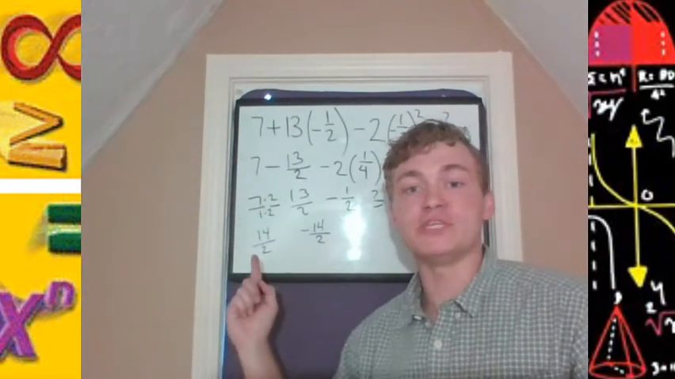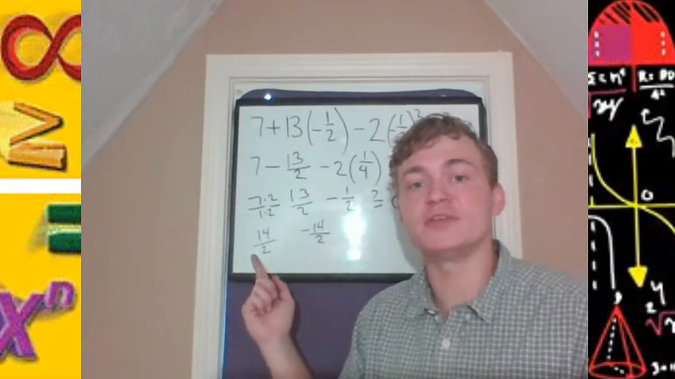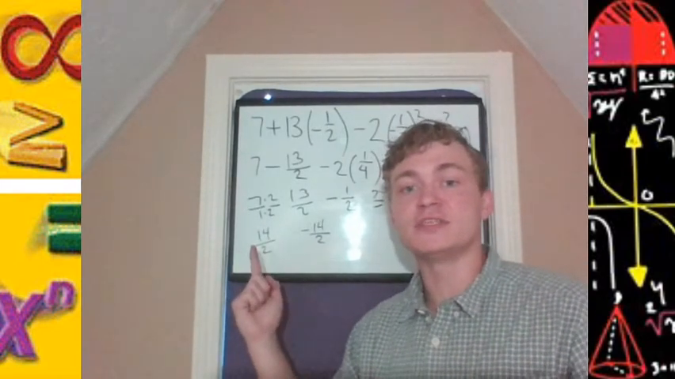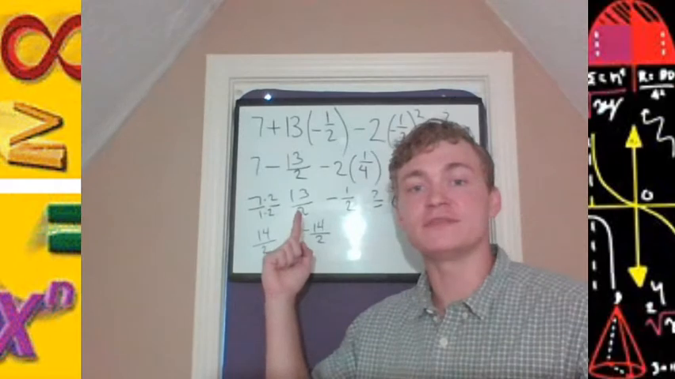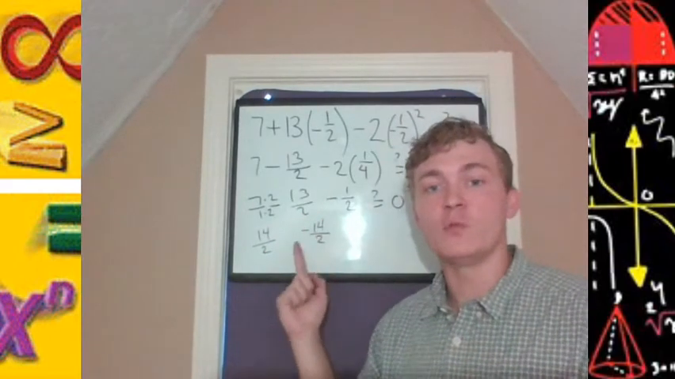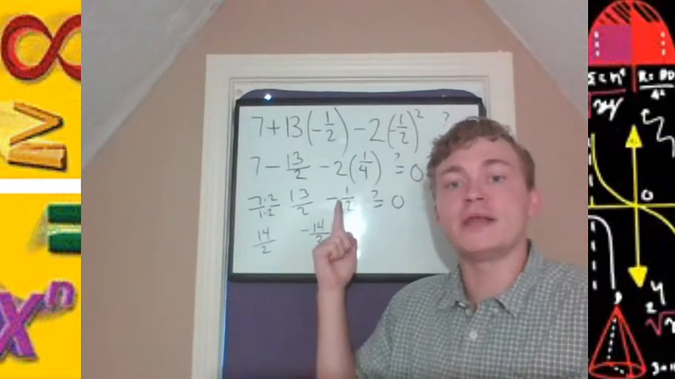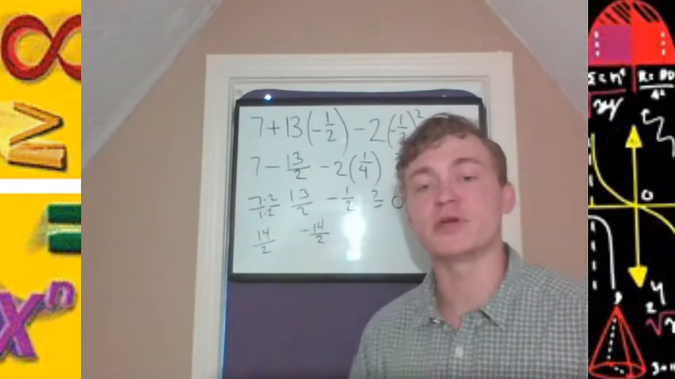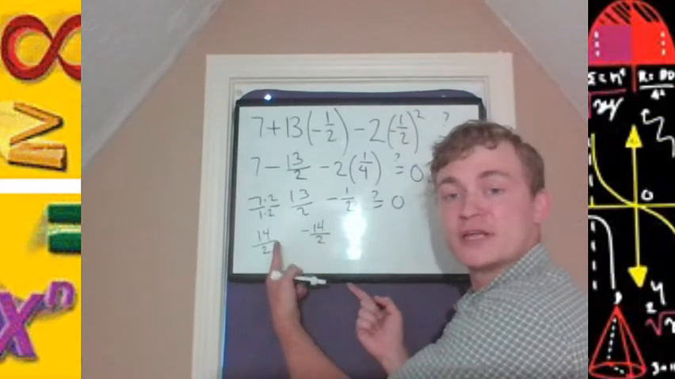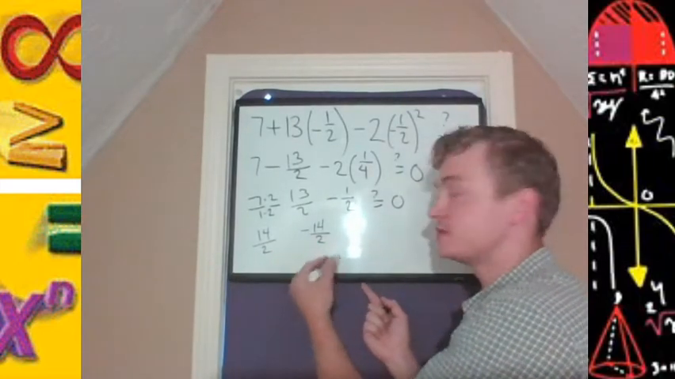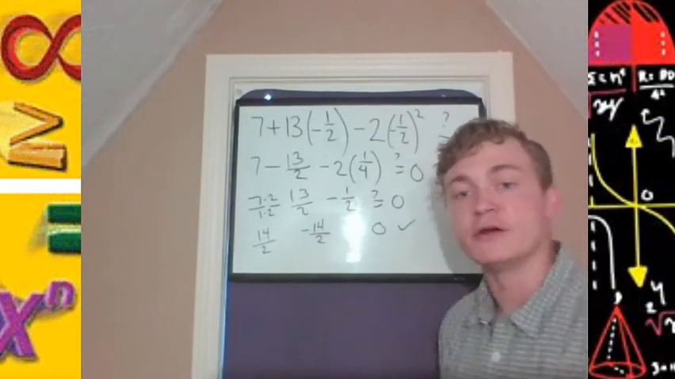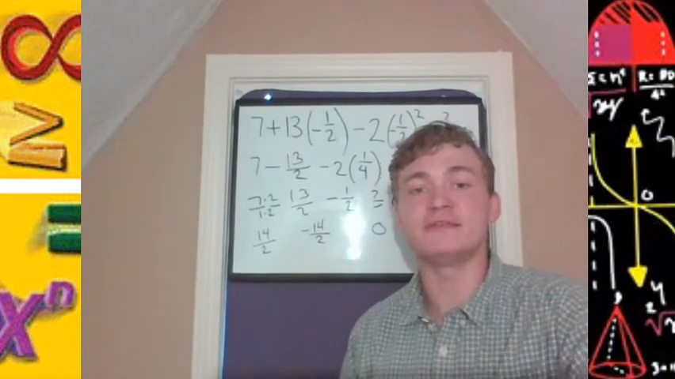So this 7, which is 14 halves, that makes sense. 14 divided by 2 is 7. This 7, subtract the 13 halves, subtract the 1 half. Well, 14 over 2 minus 13 over 2 is 1 over 2. 1 over 2 minus 1 over 2 is 0. Any number subtract itself is always 0. Likewise, 14 halves minus 14 halves is 0, thus confirming that negative 1 half is in fact a solution.